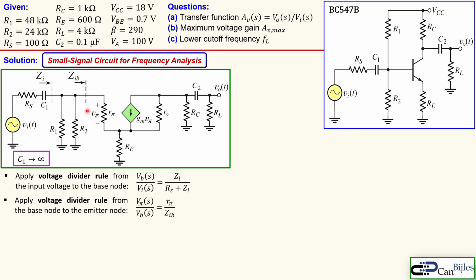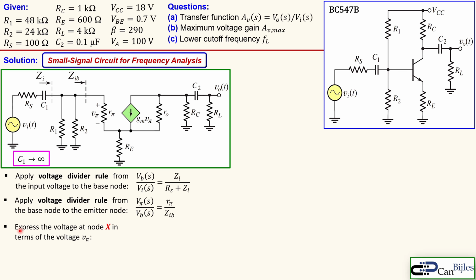So how to do that? Looking at the base node, we see here ZIB, and we also want to calculate how much voltage we have across this resistor r pi. That's given by r pi divided by the complete impedance looking from this base node to ground. So what is the value of ZIB and what is the value of ZI? That will be discussed shortly.